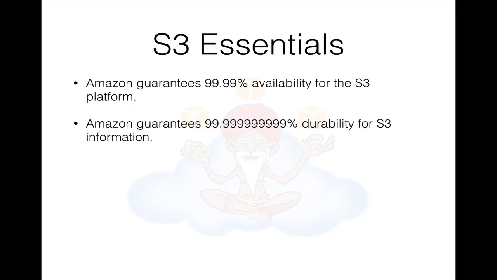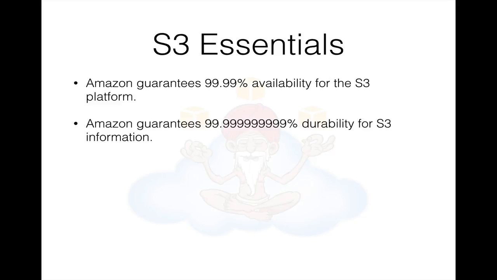Amazon also guarantees 99.9999999% durability for S3 information. The way I remember that is I just like to think of 11 nines. So they give you 11 nines durability. And so what is durability? Durability is simply if you think of storing a file on a disk set that's a RAID 1 and you lose one of the disks. Because you're in a RAID 1 configuration, which is a mirror, all your information is stored across 2 disks, so you can afford the loss of one disk.